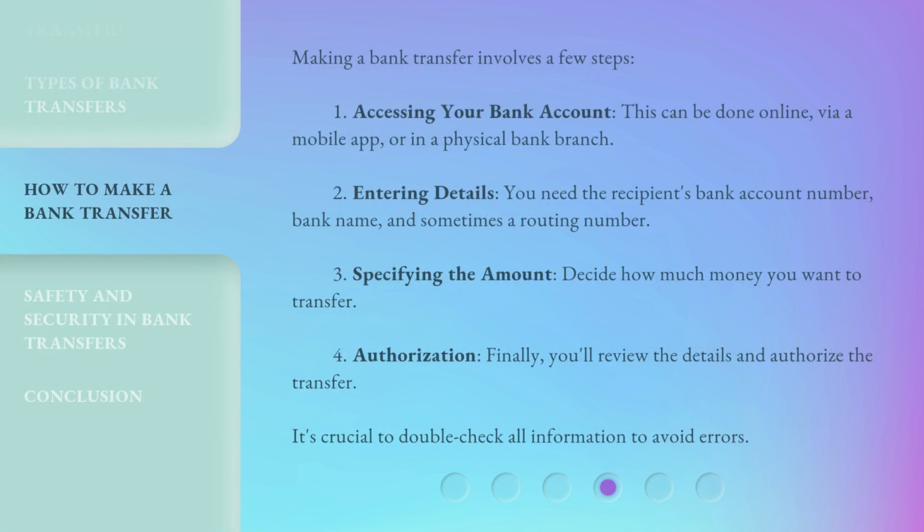Making a bank transfer involves a few steps. 1. Accessing your bank account. This can be done online, via a mobile app, or in a physical bank branch. 2. Entering details. You need the recipient's bank account number, bank name, and sometimes a routing number. 3. Specifying the amount. Decide how much money you want to transfer. 4. Authorization. Finally, you'll review the details and authorize the transfer. It's crucial to double-check all information to avoid errors.